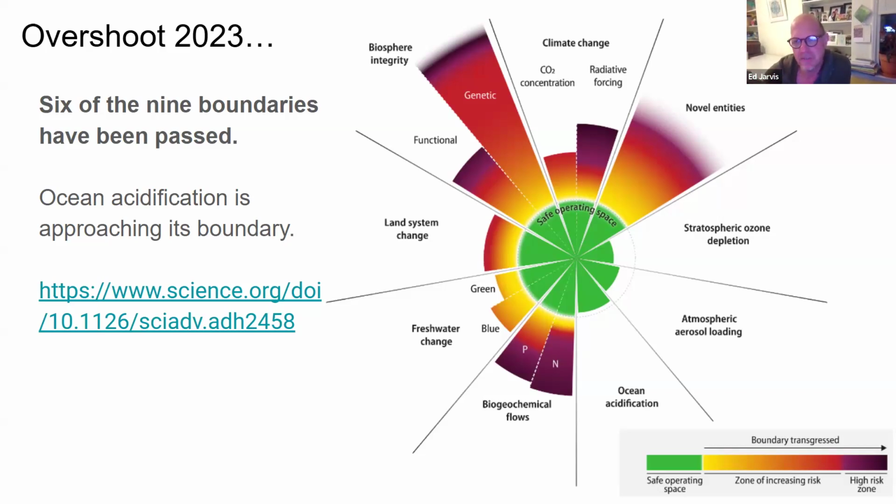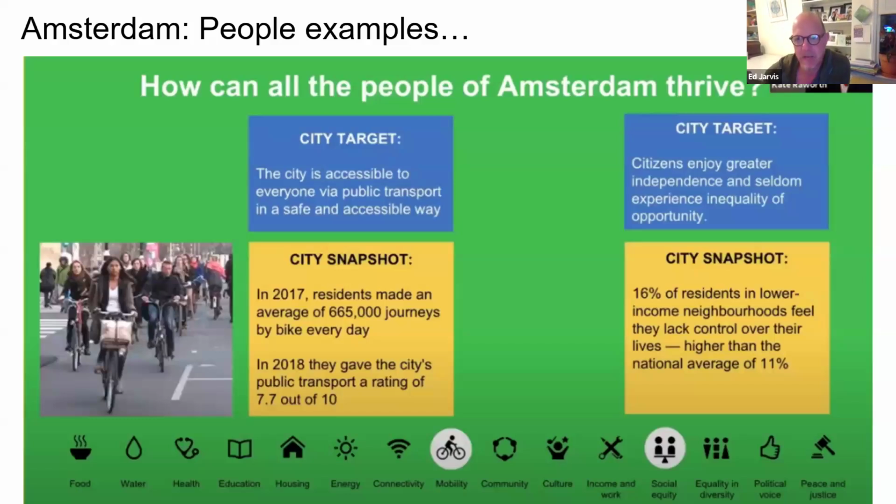Let's move on to the example then. So where has this been applied? As I said, Kate works in Amsterdam, and the Amsterdam City Authority came to her and said, how can we do donut economics in Amsterdam? And basically they took the donut and made it their own.